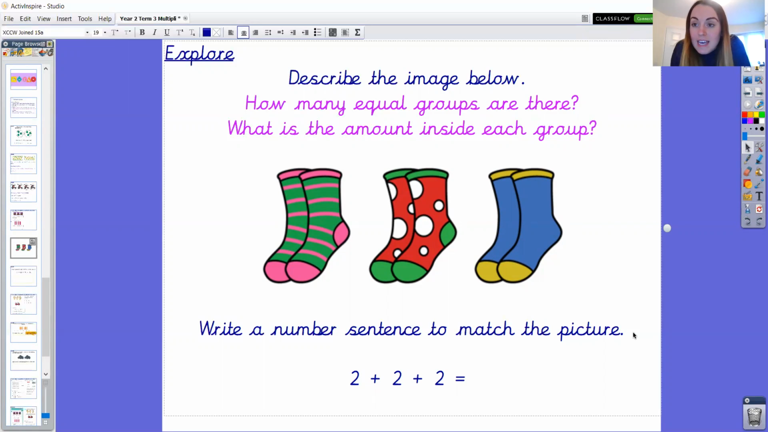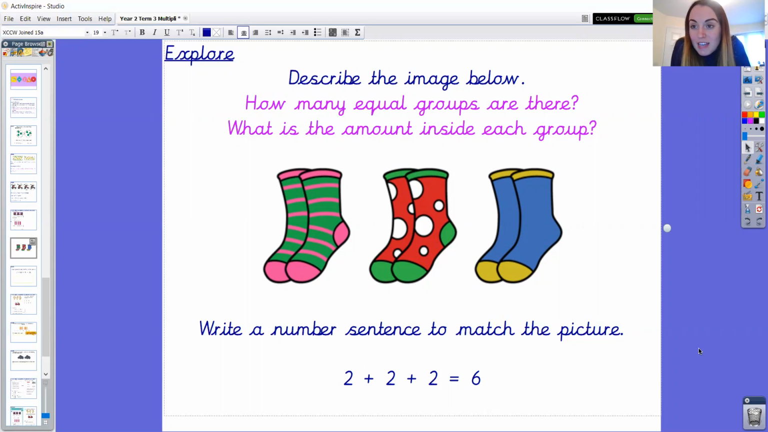Well done, there are 6 socks altogether. So the whole is 6. Brilliant. So if we look at the number sentence, we can see that we have added 3 2s. That is because there are 3 equal groups of 2.